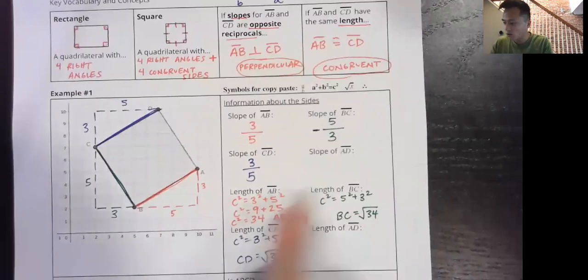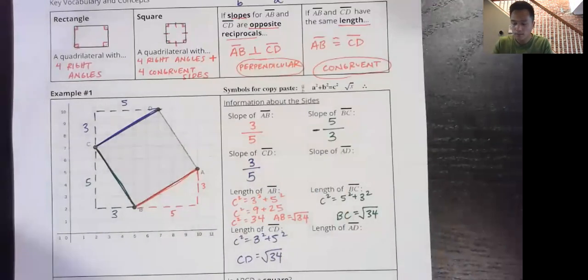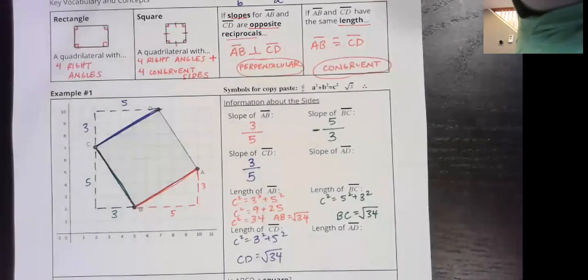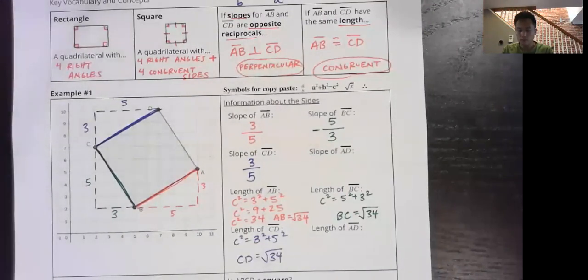Now let's do the slope of AD. Let me grab one more color. Orange.